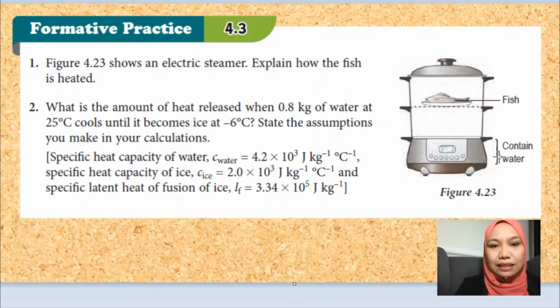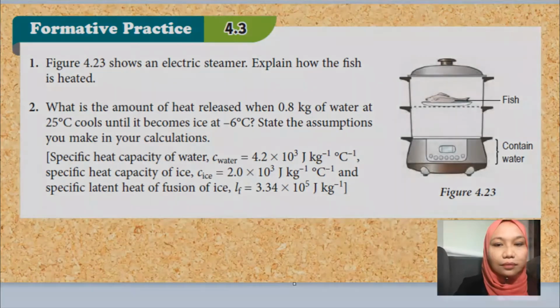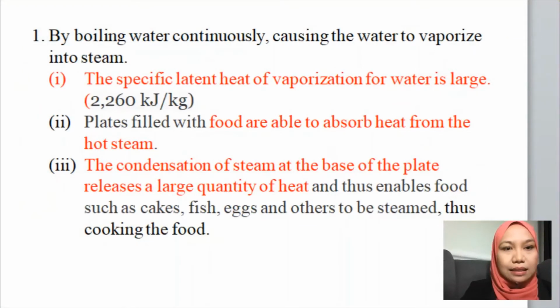Alright, this is the electric steamer, right? And at the base part we have water, and then we have the fish or the food on a plate, and it is in a closed container. These are the answers that I have prepared earlier. By boiling water continuously, causing the water to vaporize into steam. The water at the base of the steamer will turn into steam.